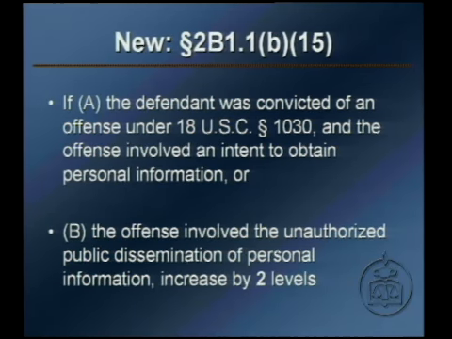So a couple of things I want to address when we talk about this specific offense characteristic. First, it's an either or. It's an A or a B. And there's a difference in these two subsections of the specific offense characteristic. The A subsection requires a specific offense of conviction, and that is the 18 U.S.C. 1030 offense of conviction, so not only that, but also an intent to obtain personal information.